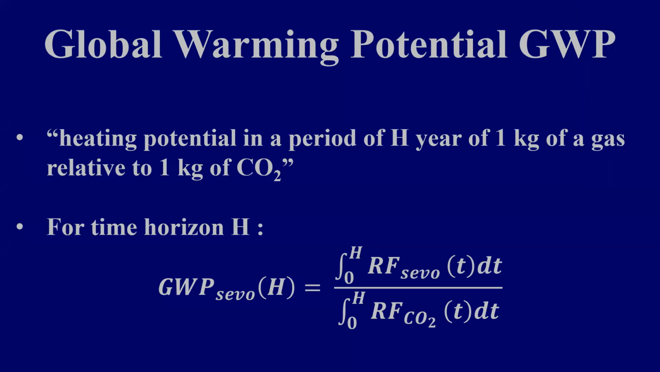So then we have some data about sevoflurane, and if we want to compare it to CO2, we make the division actually. So if we, for instance, want to know the global warming potential of sevoflurane, then we want to know the heating potential in a certain period of 1 kilogram of sevoflurane relative to 1 kilogram of CO2. So we take this integral we had before, and we divide it by the same integral for CO2.